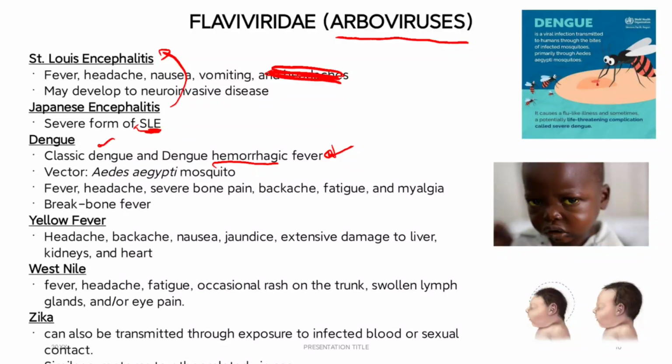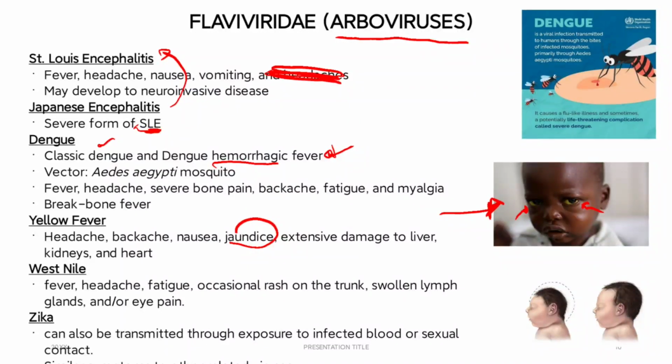Okay? Next, we have the yellow fever. So, from the name itself, yellow, ibig sabihin, merong jaundice. Ito yung picture. Merong obvious na jaundice yung bata. So, headache, backache, nausea, jaundice, extensive damage to the liver, the kidneys, at saka sa heart. So, napakadelikado din. Okay?